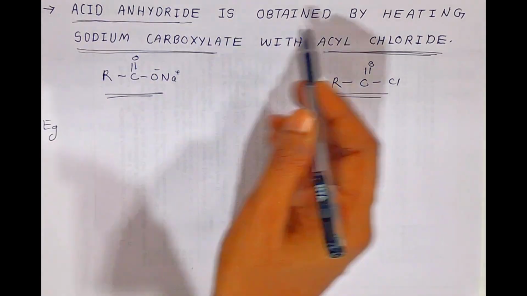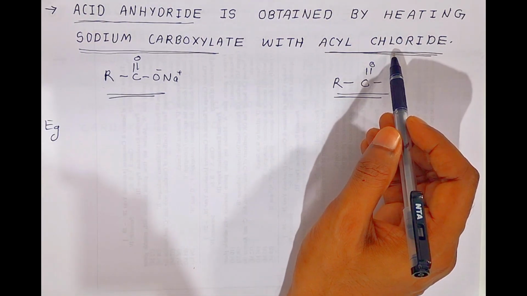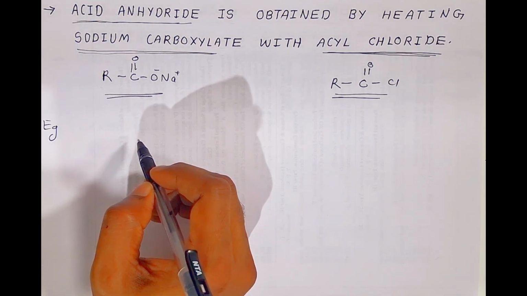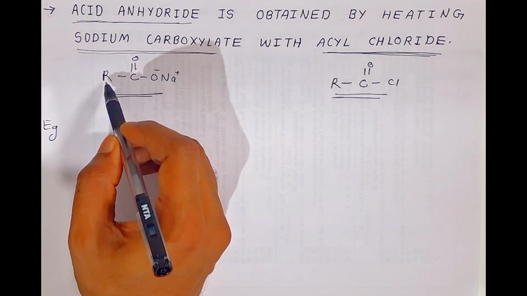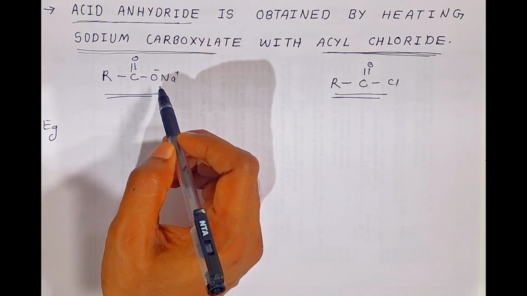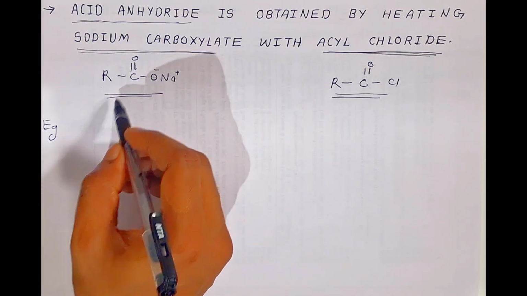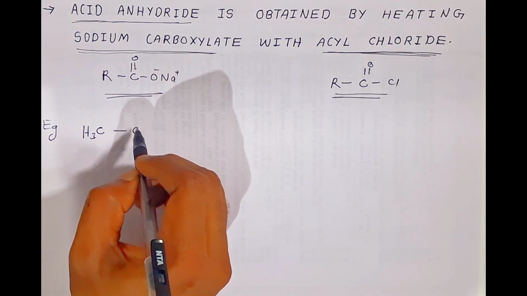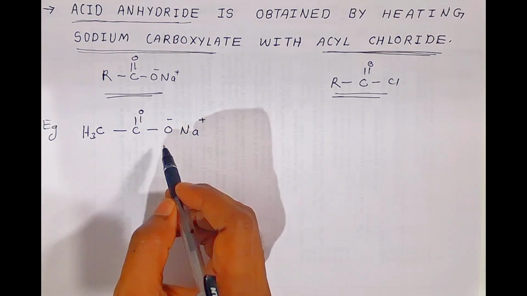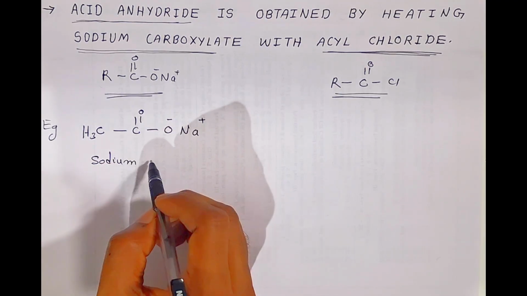So acid anhydride is also obtained by heating sodium carboxylate with acid chloride. Okay students, if you take the simplest sodium carboxylate, where the alkyl group is methyl, this is called sodium acetate. This is CH3COONa. This is sodium acetate, sodium, and this is acetate.